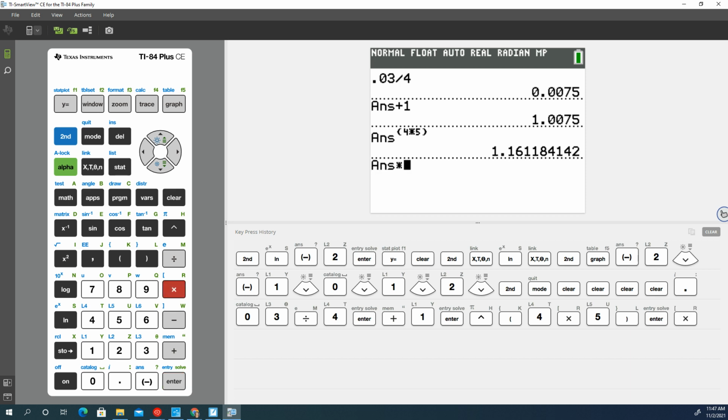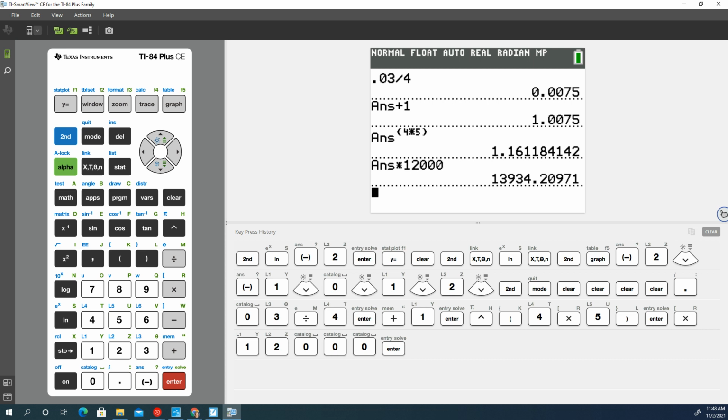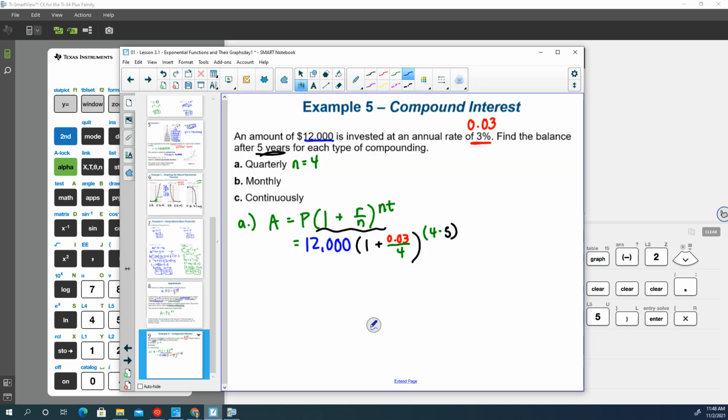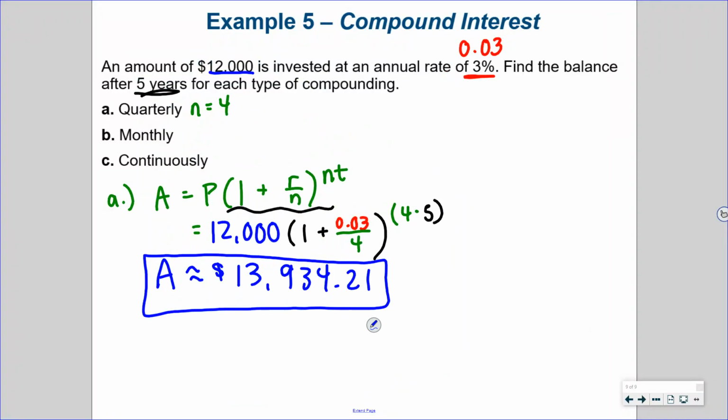So now we've got to multiply it by whatever the principal is to factor in how much was actually deposited, $12,000. That's how much would be in my account after 5 years if I didn't take any money out or put any money in. $13,934.21. Obviously, we're going to round to the nearest penny when we're talking about money. Wow.